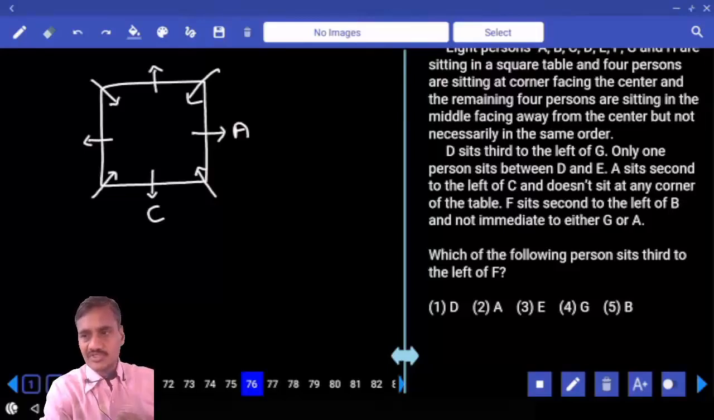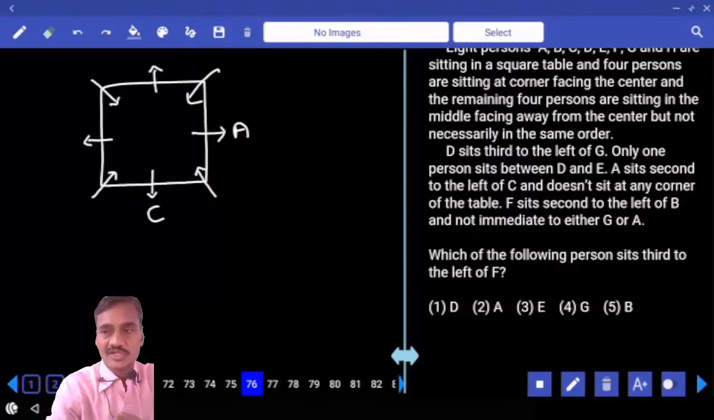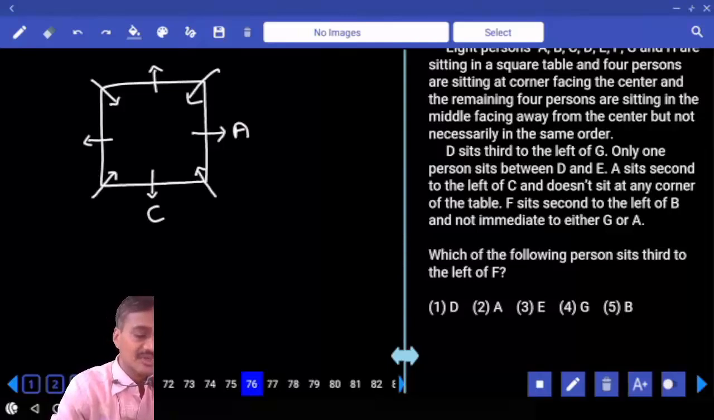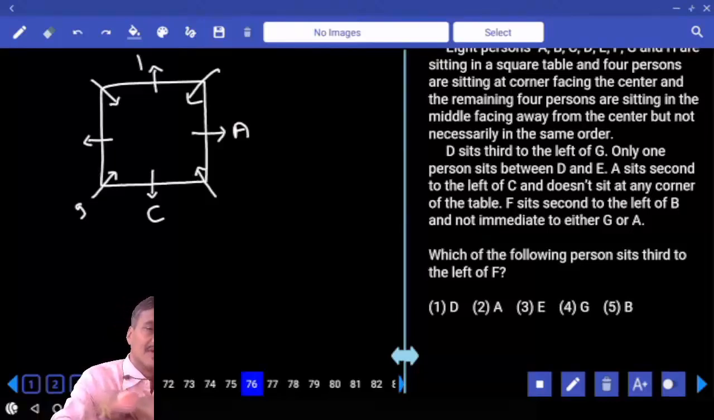Next one, F sits second to the left of B and is not immediate to G or A. And D sits out to the left of G and only one person between D and E. Now let us take the possibilities for D. Now can we have G at this place? Let us check out the possibilities for this G. Can you take G at this place? Now if G is here, then D sits out to the left of G, D will be here.